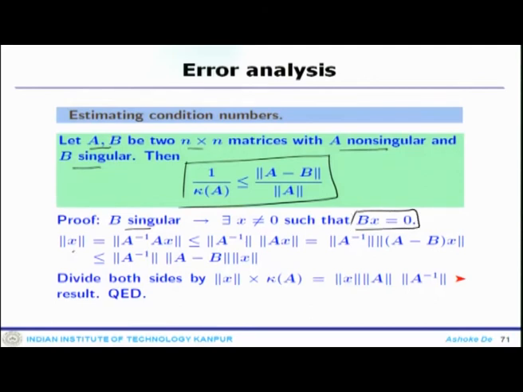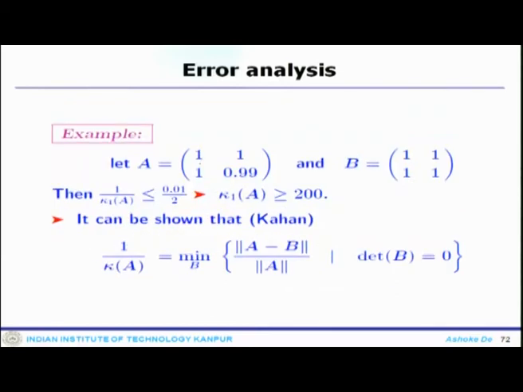Now, the norm of x is the norm of A inverse A x, which is less than or equal to the norm of A inverse times the norm of A x. So, one can rewrite it as the norm of A inverse and the norm of A minus B x. If I write down that inequality, it is the norm of A inverse times the norm of A minus B delta x. If you divide both sides by the norm of x, with the condition number, it gives you these results. So, that shows the proof for that.